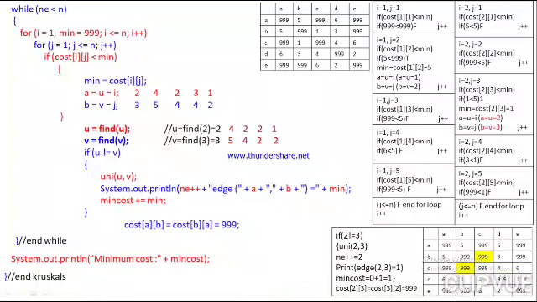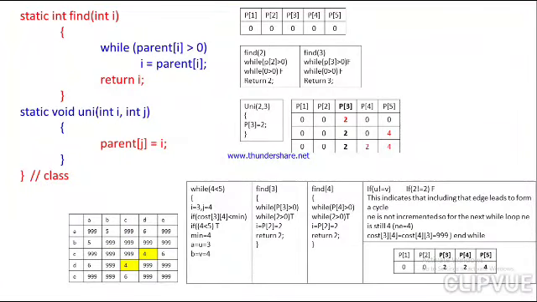Don't consider the 2 once again. So what is the next minimum cost edge you are having? That is 3. So 3 means 2, 4. So next is 2, 4. Again I'll call find of the 2 and find of the 4. So when I call find of the 2, come to this find of the 2. Is the parent of the 2 greater than 0? This is the updated one now. Parent of the 2 is not greater than 0, so return 2.